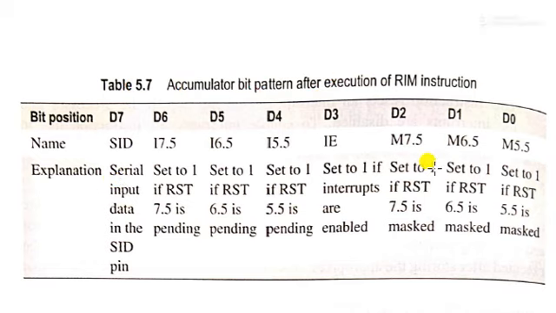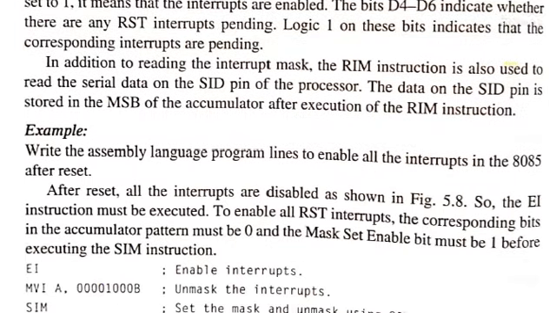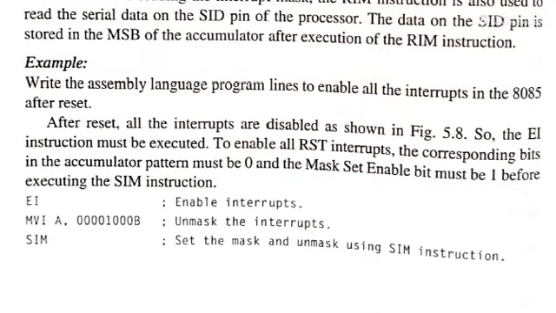Now take an example, that is a program. The example is: write the assembly language program lines to enable all the interrupts of 8085 after reset. That means we have to write an assembly language program of 8085 to enable all the interrupts. That means we have to unmask all the interrupts after the reset. Okay, so we easily understand that we have to enable.